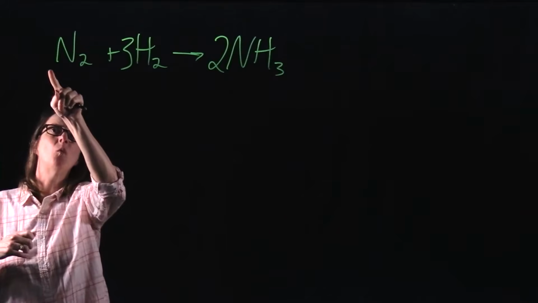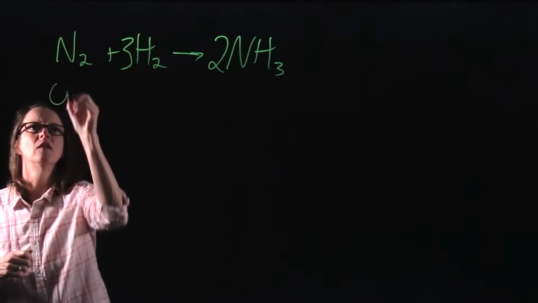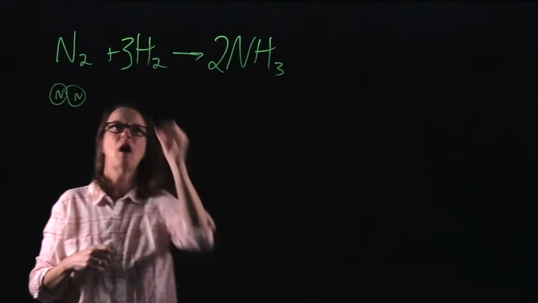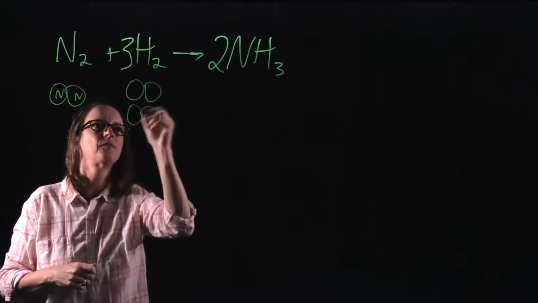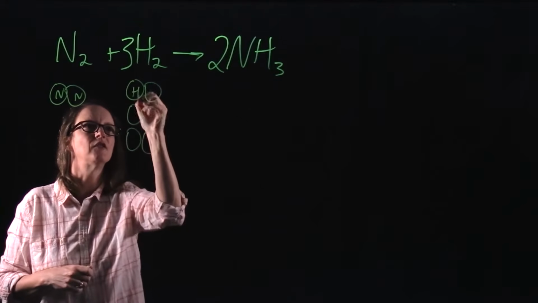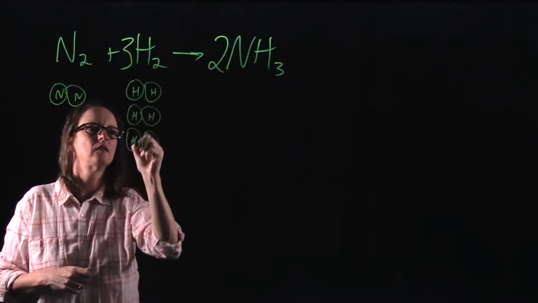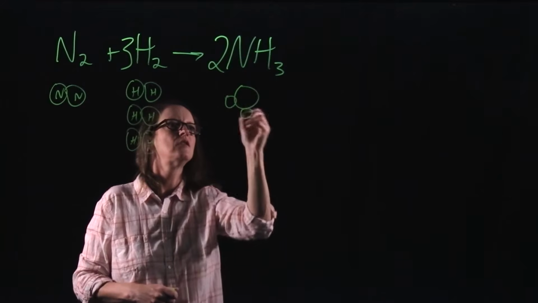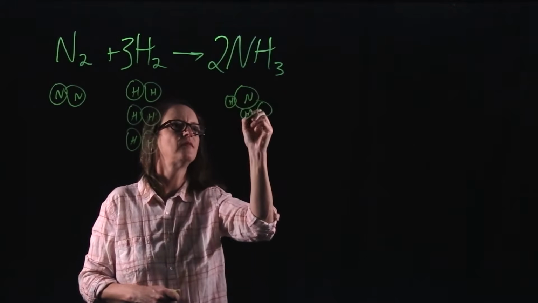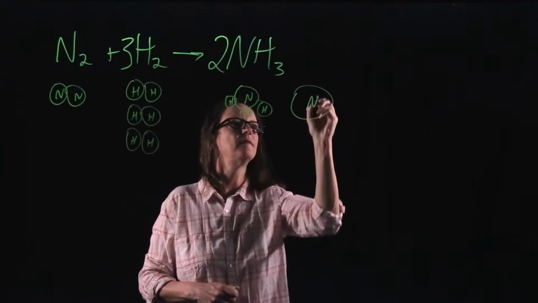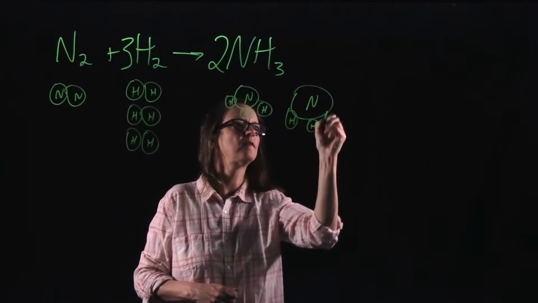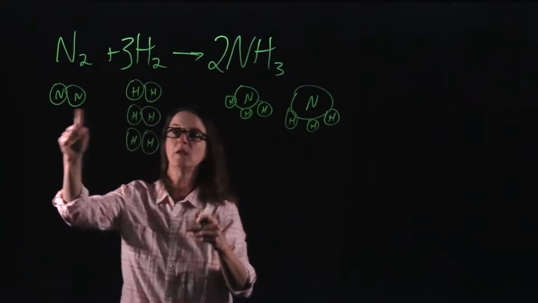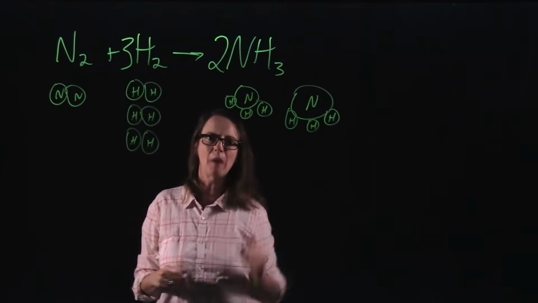For example, we could say that 1 molecule of nitrogen, I'll draw a little picture here, 1 molecule of nitrogen reacts with 3 molecules of hydrogen, where all of these are hydrogen atoms, to form 2 molecules of ammonia. And we can think of this on the individual molecular level, right? 1 molecule to 3 molecules forming 2 molecules.